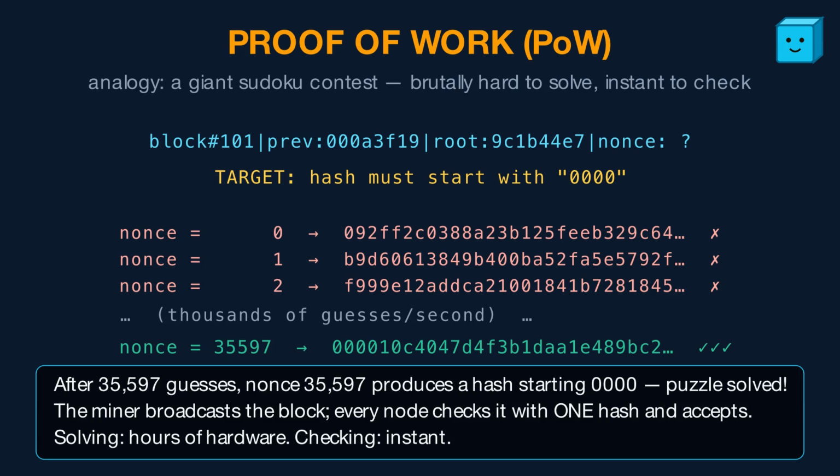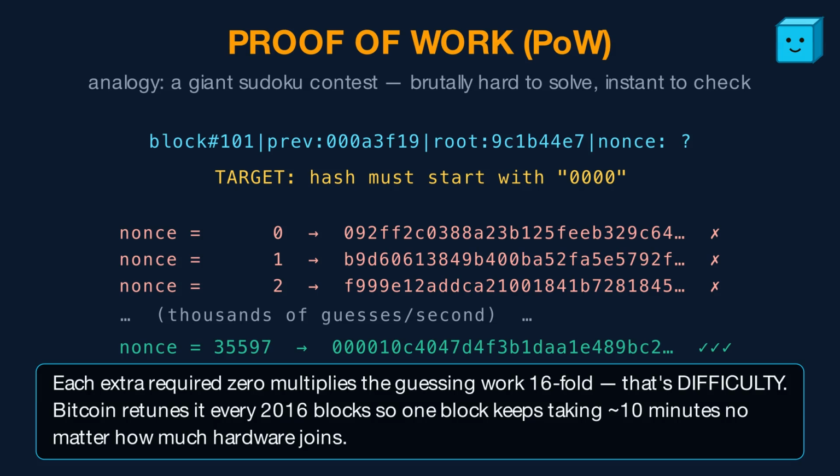Solving. Hours of hardware. Checking. Instant. Each extra required 0 multiplies the guessing work 16-fold. That's difficulty. Bitcoin retunes it every 2016 blocks, so one block keeps taking about 10 minutes no matter how much hardware joins.